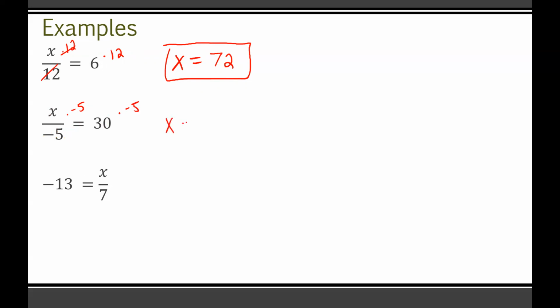This is going to give us x equals 30 times -5. This is multiplication of a positive and a negative, so the answer will be a negative number. So that'll be 30 times -5 is -150.